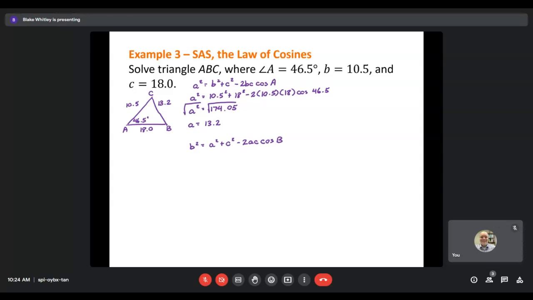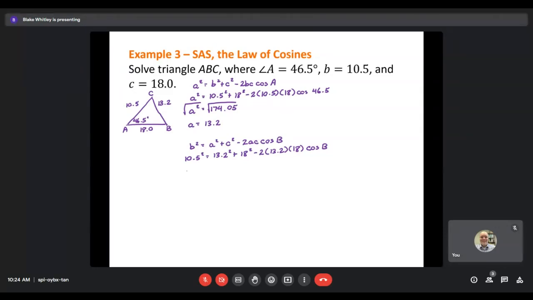Right, now we substitute. B is 10.5. A is 13.2 now. C is 18, minus 2 times 13.2 times 18 times the cosine of angle B, which is what we're trying to find. Okay, now this is one of those cases where we're trying to get cosine of B by itself, so we are going to have to simplify each piece individually.